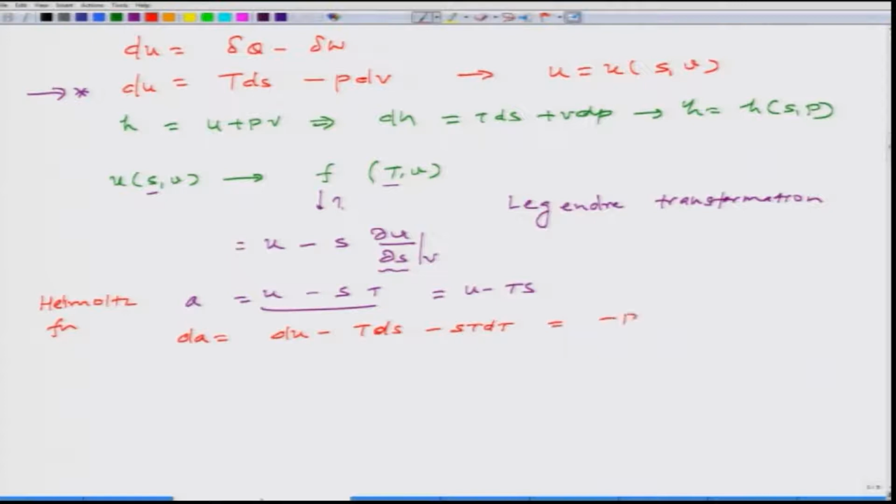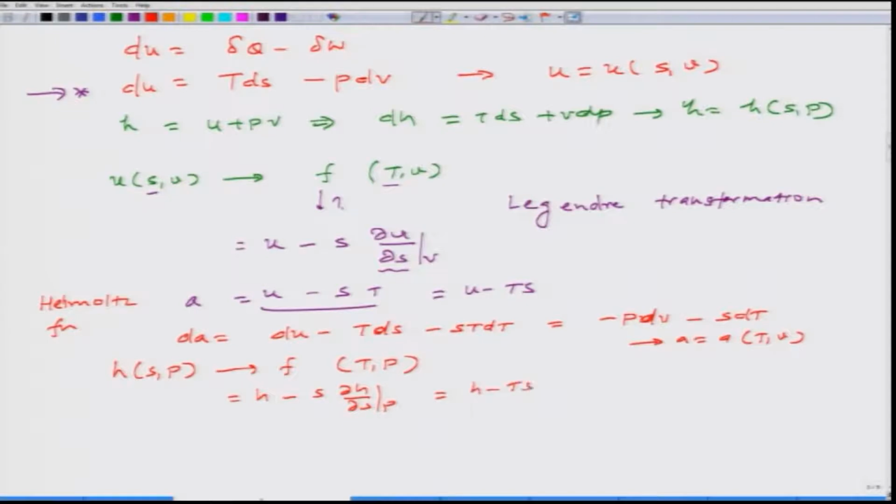Which is nothing but P dV minus S dT. So, it tells you that A is nothing but a function of T and V. That is what we wanted to obtain. Similarly, we can change H to another function which depends on T and P as a variable using the same Legendre transformation, that will be H minus S del H by del S at P, which is nothing but H minus TS using this function.